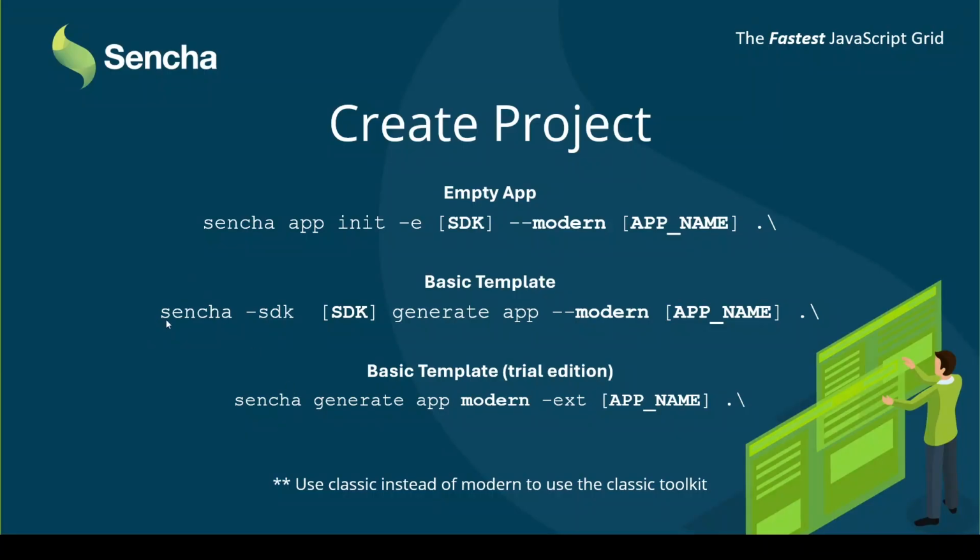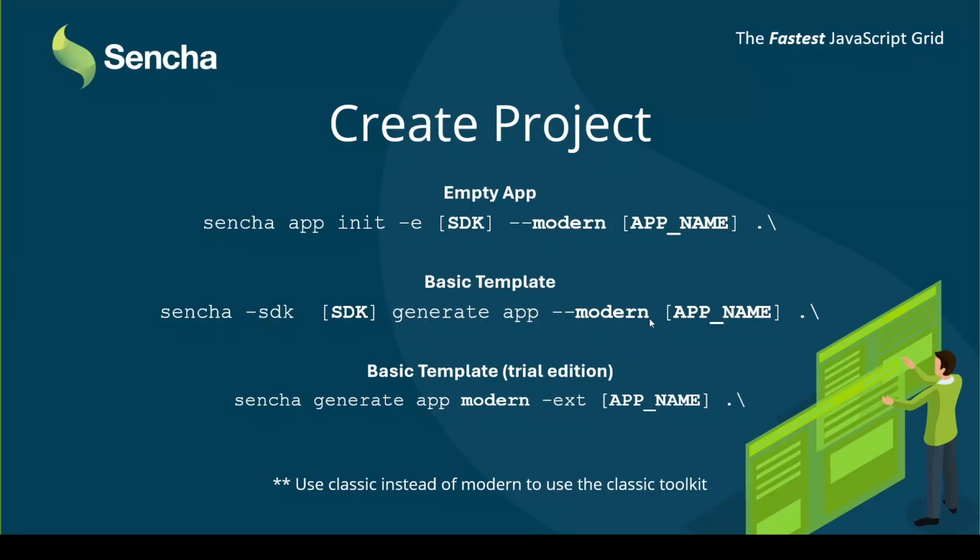So if I use this command, it's really simple. It's just sencha-sdk, the route or URL, the folder where your SDK is saved. Remember that I told you save it somewhere simple, maybe in your root, and just call it XJS. Then generate app --, and the toolkit.